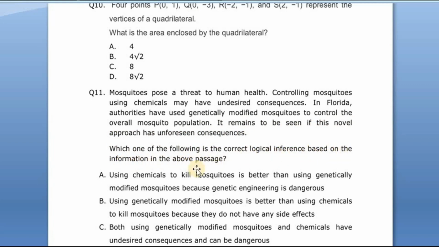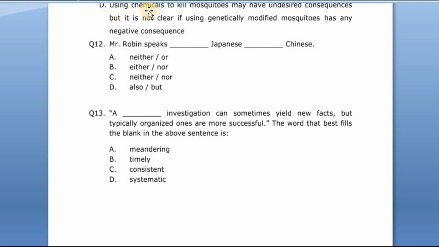A option, using chemicals to kill mosquitoes is better than using genetically modified mosquitoes because genetic engineering is dangerous. Option B, using genetically modified mosquitoes is better than using chemicals to kill mosquitoes because they do not have any side effects. C, both using genetically modified mosquitoes and chemicals have undesired consequences and can be dangerous. And D, using chemicals to kill mosquitoes may have undesired consequences, but it is not clear if using genetically modified mosquitoes has any negative consequence.